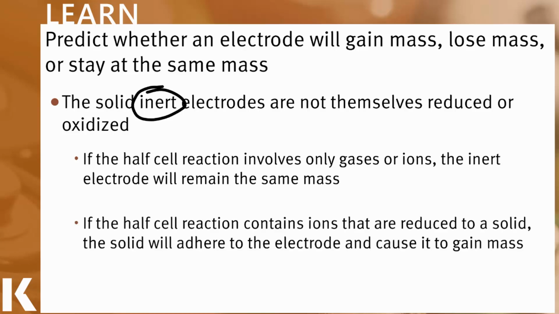However, if the half cell contains ions that are reduced to a solid, and that's the key thing, whenever you are producing a solid in a galvanic reaction, that solid will be formed at the electrode, and therefore the electrode will gain mass. So that's what we have to look for. Are we actually producing a solid? If so, even though we have an inert electrode, the electrode will gain mass as that solid is produced.